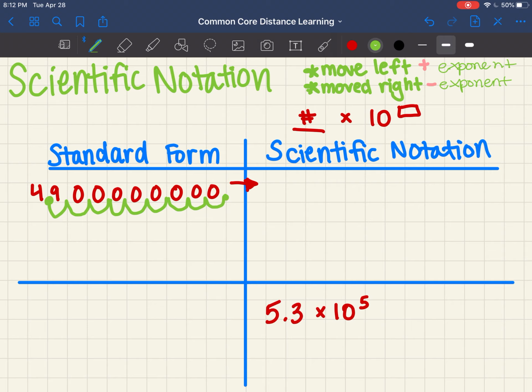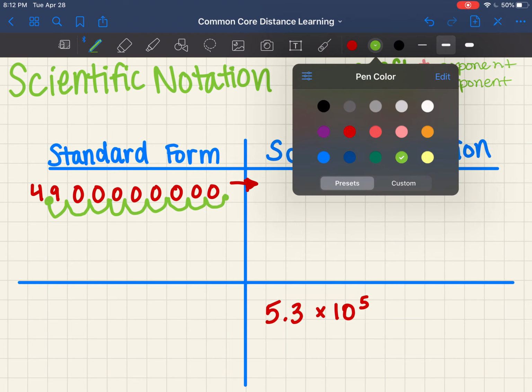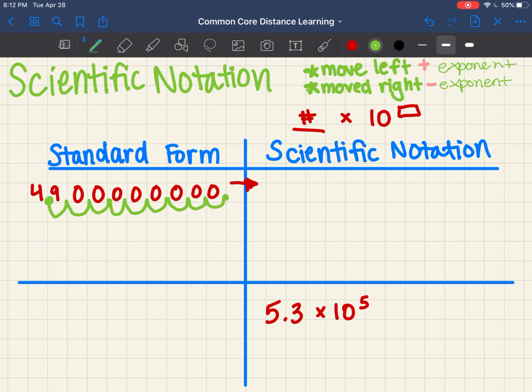Let's count up how many bubbles we moved. Let's use green. All right, we went 1, 2, 3, 4, 5, 6, 7, 8, 9. 9 bubbles. So my new number is 4.9. That's my number between 1 and 10. That goes right here. Times 10.